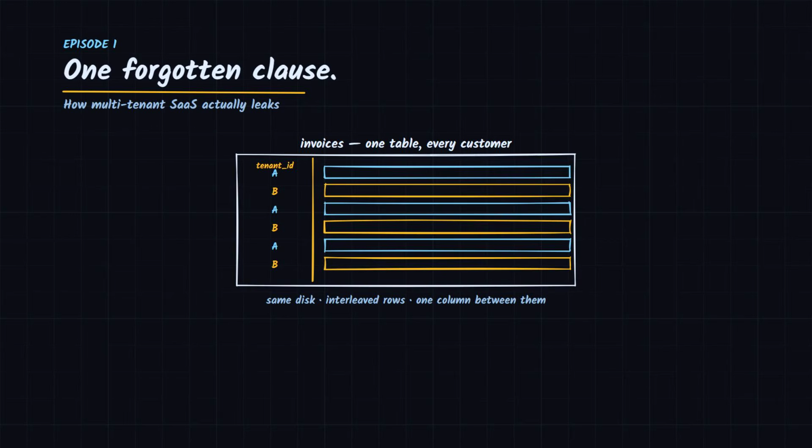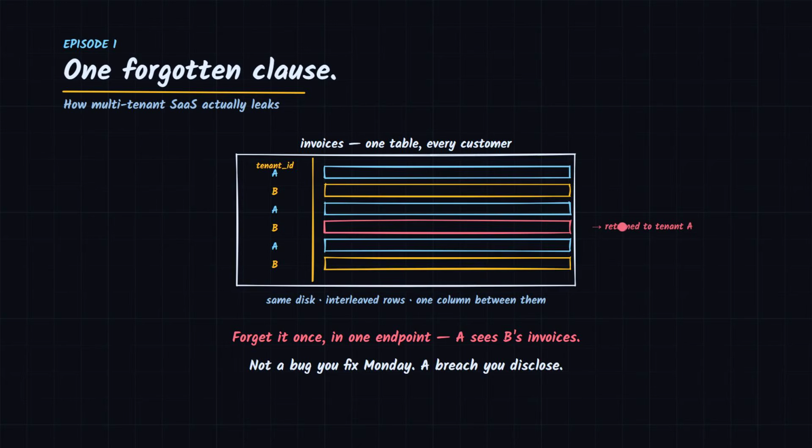That is not a bug you fix on Monday. That is a breach you disclose to your customer and probably to a regulator. This series builds a platform where that is impossible rather than merely unlikely. And it starts by admitting that the way most of us do it is not a security model at all.